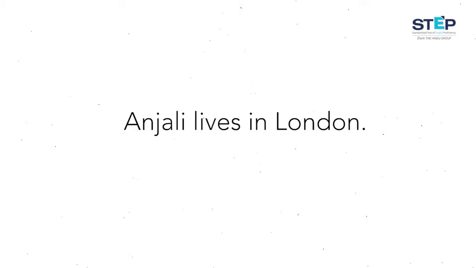For example, in the sentence "Anjali lives in London," the verb is lives because it is an action that she is doing. But what if you find a sentence where you cannot identify the verb? In that case, ask yourself, in that sentence, what is something that a person, which is the subject, can do? Whatever your answer is, that is the action verb.